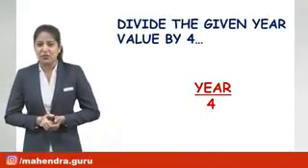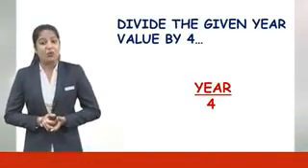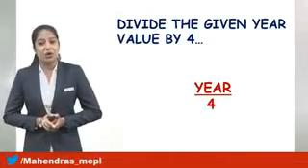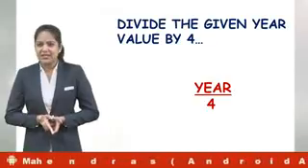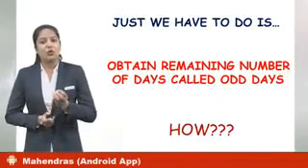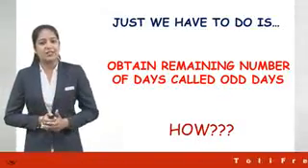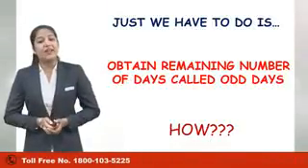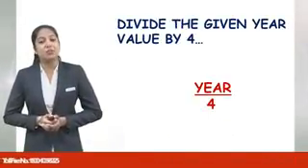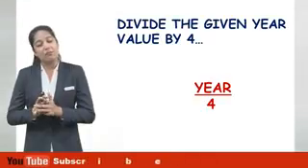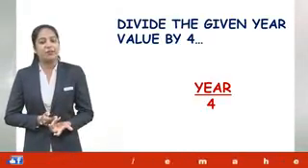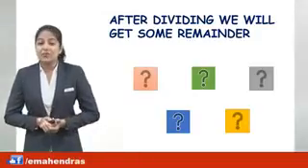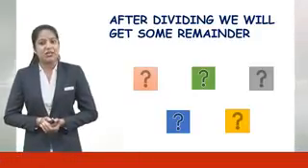Now how will we find out? So this is the answer for you all: divide the given year by the value 4. Yes, as I was just telling you, to obtain the remaining number of days called odd days, finding the odd days will be done by dividing the given year by 4. That means any given year value has to be divided by 4. Then after dividing, we will get some remainder.